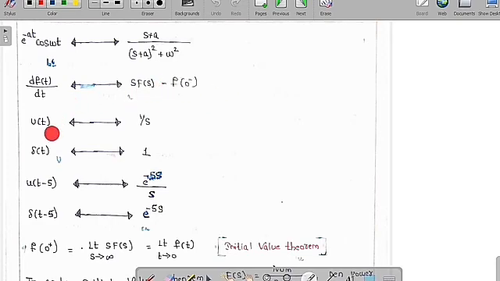For u of t, the Laplace transform is 1 by S, and for delta of t, the Laplace transform is 1. And similarly, for u of t minus 5, suppose there is a function f of t minus a into u of t minus a, then the Laplace transform will be e to the power of minus as into F of s. So by using this property, we can say e to the power of minus 5s into 1 by s. Similarly, for this one also, e to the power of minus 5s into 1.